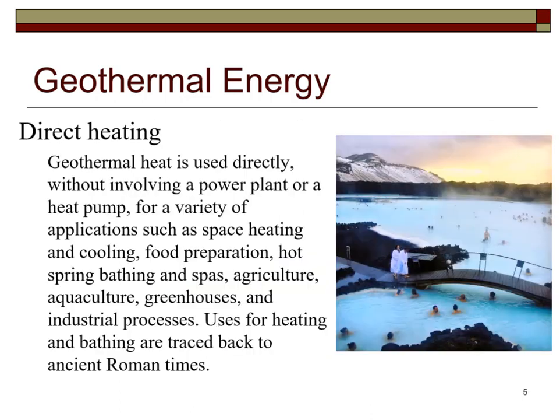Geothermal heat is used directly, as shown here, without involving a power plant or a heat pump for a variety of applications such as space heating and cooling, food preparation, hot springs bathing and spas, agricultural greenhouses, and industrial processes. Uses for heating and bathing are traced back to ancient Roman times.